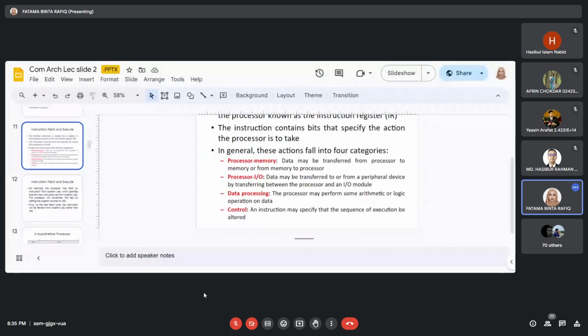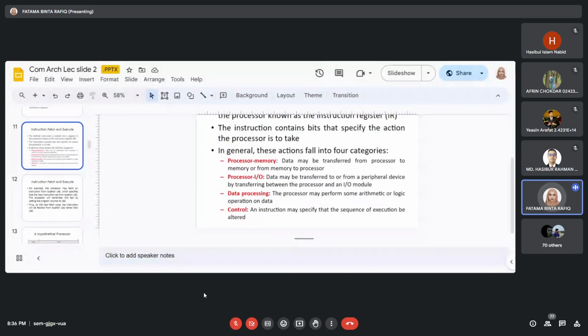The instruction in general, this action falls into four categories. One is processor-memory, another is processor-IO, and then data processing and control. Data may be transferred from processor to memory or memory to processor. So exchange in both ways is possible. Data may be transferred to a peripheral device by transferring between the processor and an IO module. So এই যে এটার মানে হচ্ছে যে এই ডেটাটা ট্রান্সফার হওয়ার আগে ডিফারেন্ট ডিভাইসের মাঝে ট্রান্সফার করতে হবে, বিকজ দে উইল বি কানেক্টেড টু প্রসেসর উইথ IO মডিউল, দুইটাকে কানেক্ট করার জন্য সিস্টেম বাস ব্যবহার করতে হবে.